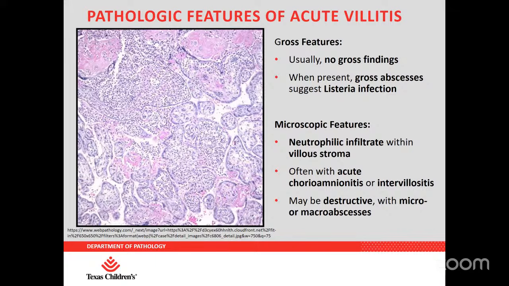Microscopically, the lesion is defined by a dense neutrophilic infiltrate within the villus stroma, often extending from or coexisting with chorioamnionitis or intervillositis. The inflammation can be extensive and destructive, and in listerial cases, both micro and macro abscesses are common. On tissue Gram or silver special stains, these abscesses may reveal gram-variable organisms, confirming the infectious etiology.